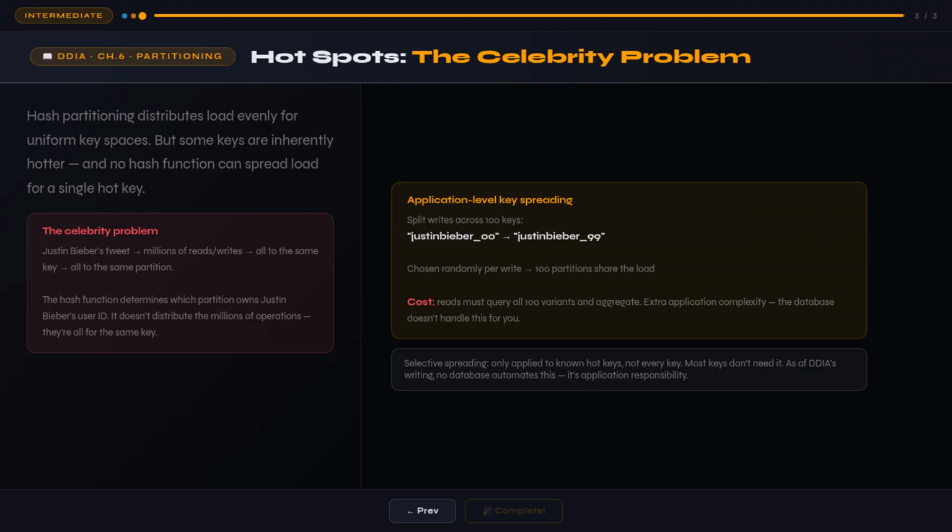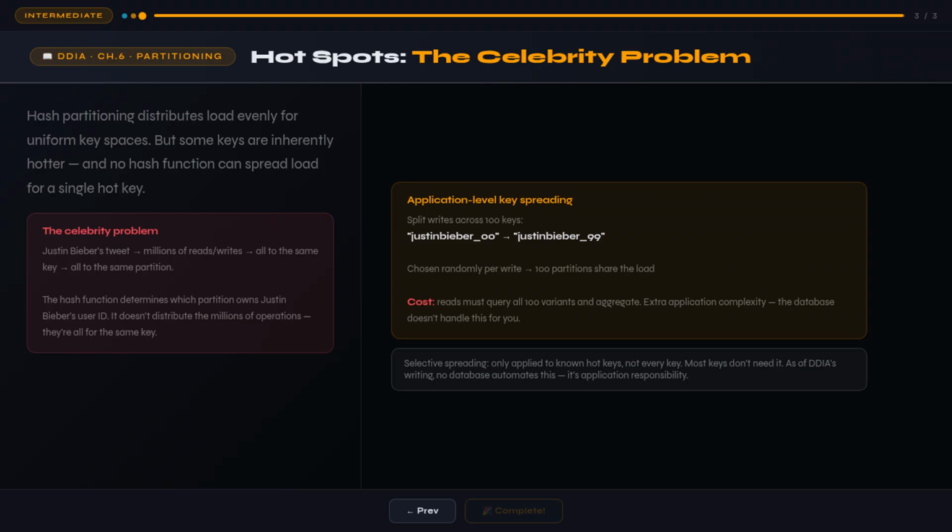The book describes what the engineering community calls the celebrity problem, or the hotkey problem. On Twitter, a tweet from Justin Bieber gets read and written to millions of times. On Reddit, a post on the front page gets tens of thousands of comments per hour. On an e-commerce site, a flash sale on a popular item generates a burst of concurrent writes. No matter what hash function you use, all those operations map to the same key: Justin Bieber's user ID, that specific post ID, that specific product ID. A hash function just determines which partition owns that key. It doesn't distribute the operations across partitions, because they're all for the same key. If a single key generates enough load to saturate a partition, you have a hotspot that partitioning alone can't solve.